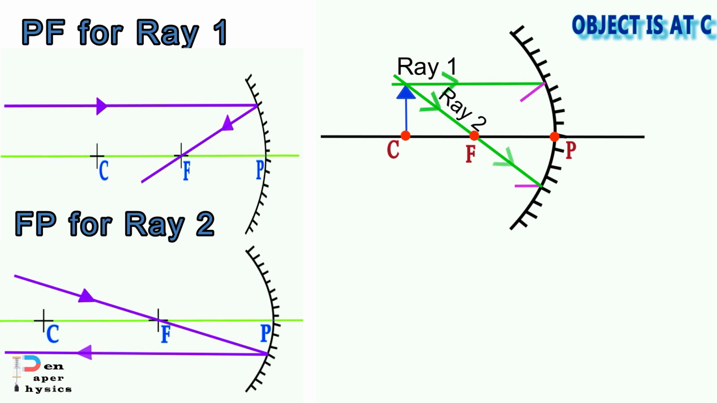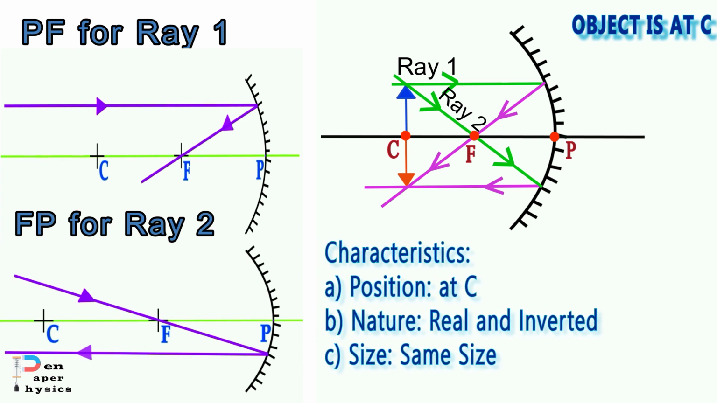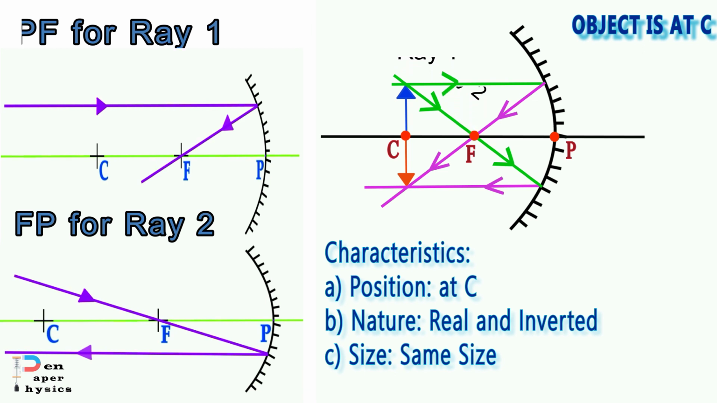So now let's draw the reflected rays. After drawing the reflected rays, you will get your point of intersection where your image is actually produced. So what are the characteristics of the image that we are getting over here? Number 1, the position of the image is at C. Number 2, the image is real and inverted. And number 3, the size of the image is same as the size of the object.